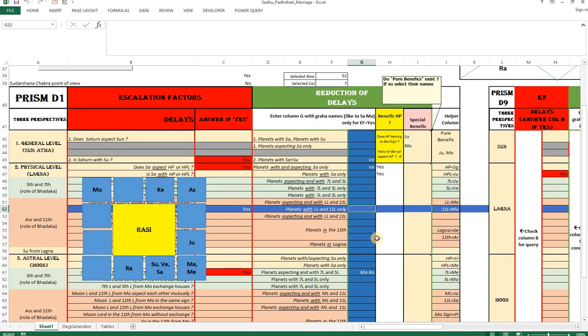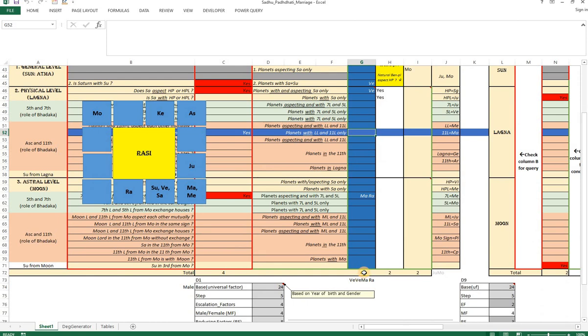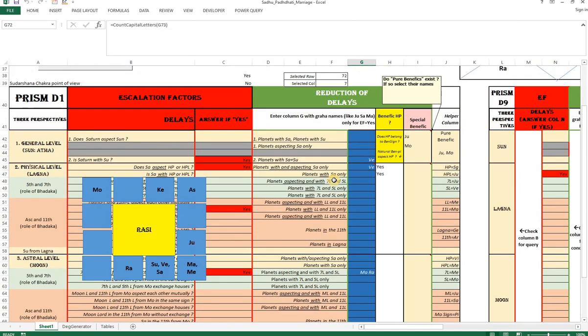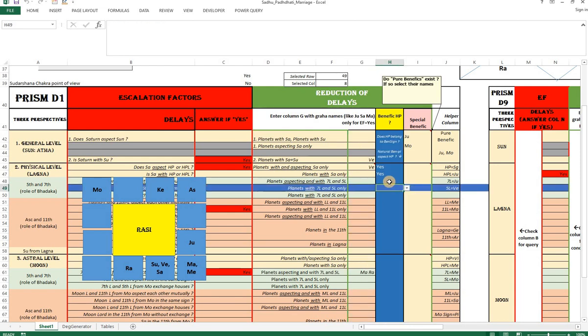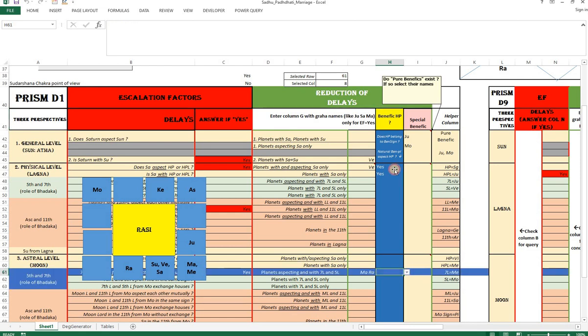Just leave it. So similarly, once you complete that answering, this will add up all the reducing factors. I have a VBA code behind to add up all the reducing factors. In addition to this, at the physical level and the astral level, we have other reducing factors called the benefic HP. HP is the house of purpose. The house of purpose means something only for the Lagna reference or the Moon reference. So only for these two columns you have to answer.